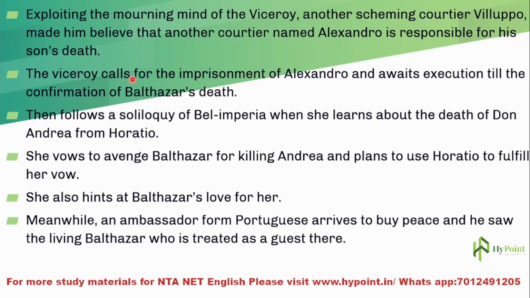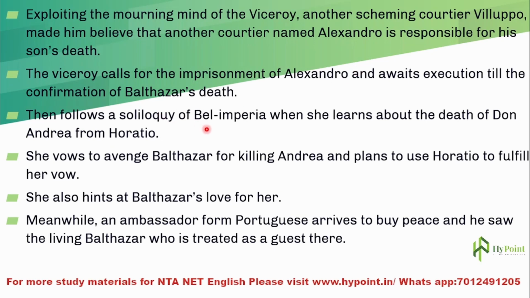And the viceroy calls for the imprisonment of Alexandro. So his mind is very sad and mourning, because he felt that his son is already killed by the Spanish people in the war. So he immediately imprisoned the courtier Alexandro, believing Viluppo's words, and he waits for execution till the confirmation of Balthasar's death. So he didn't even hear about Balthasar's death. So even though he imprisoned Alexandro, he awaits execution. So he waited to execute him till the confirmation of Balthasar's death.